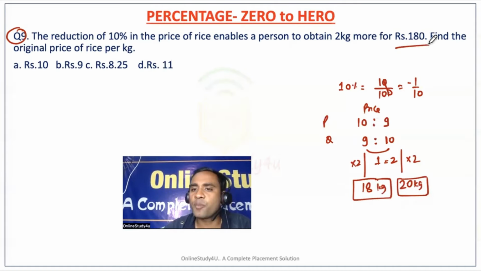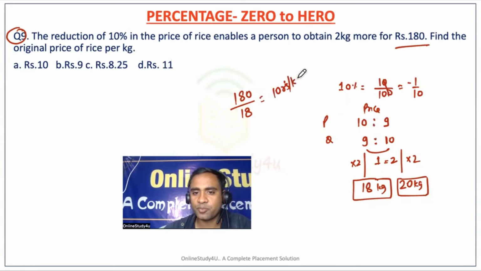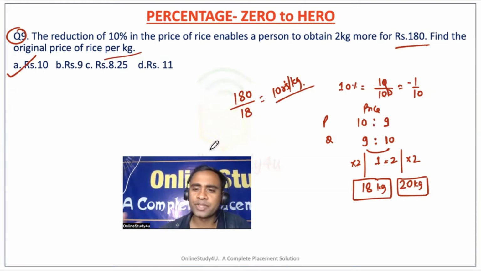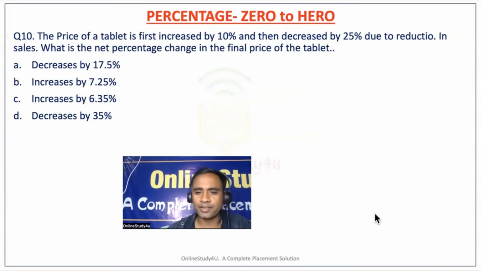For how many rupees? 180. So in 180 rupees, earlier he was buying 18 kg. So that means 10 rupees per kg. So option A will become the correct answer, right? So like this, any problem now you will be able to solve. I'm damn sure. Okay, fine.